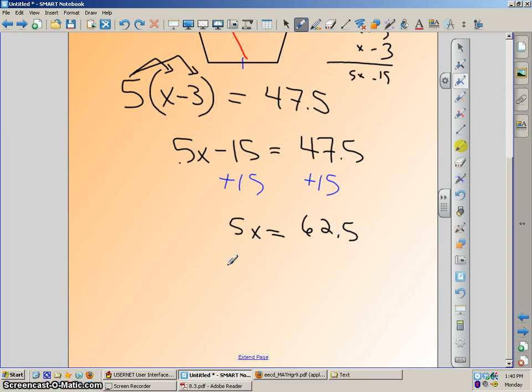answer. Does anyone know where Swiper is? Pause. There he is. So this is like, does anyone know what to do next? Pause. That's right, divide by 5. So we're going to do that, and we've got 12.5. So that tells us that the value of x is 12.5.